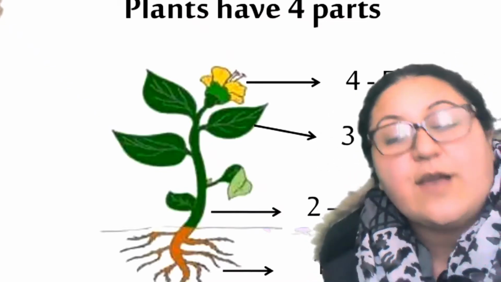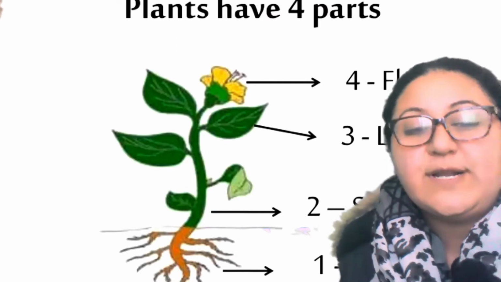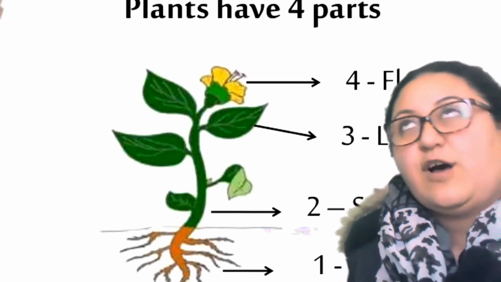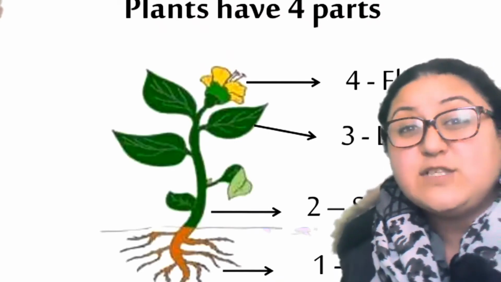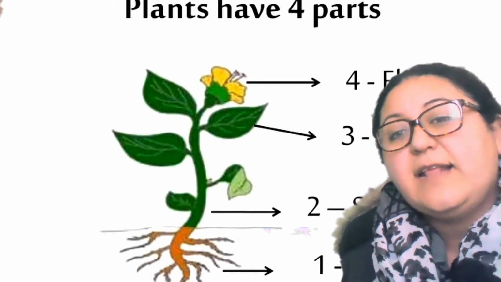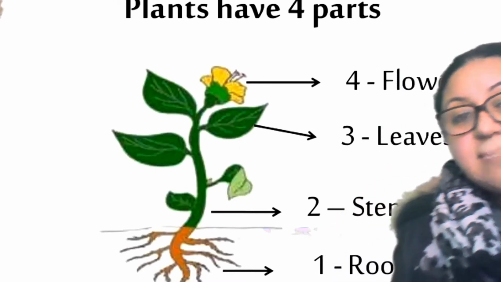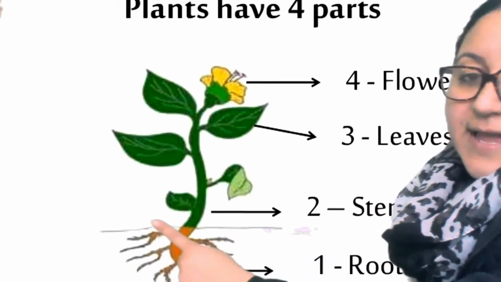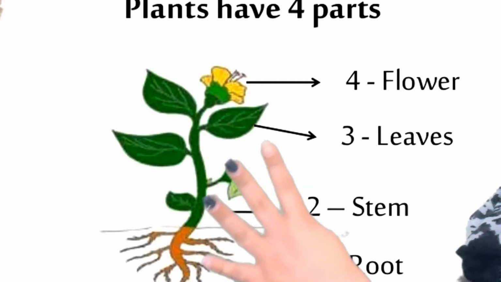So this week we learn about plants. Do you know what a plant is? It's a natural living thing, and we learn about its parts. This is our plant and it has four parts.